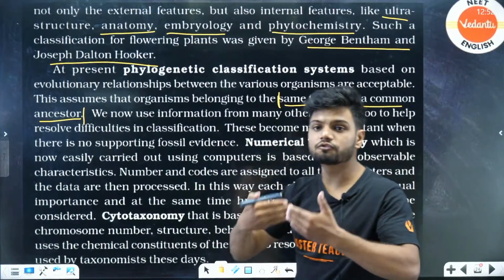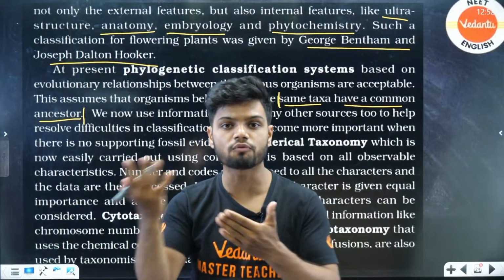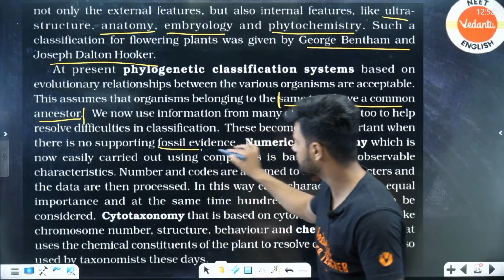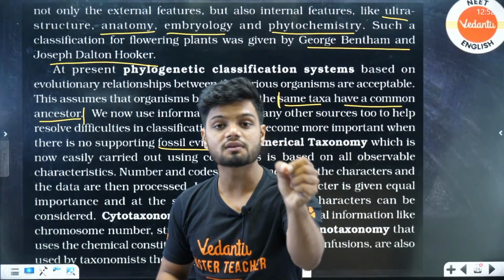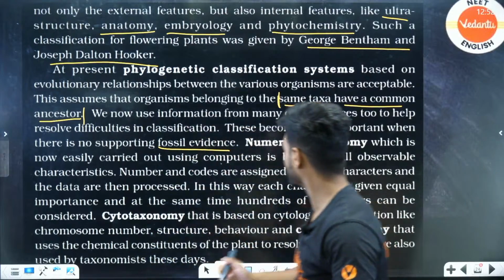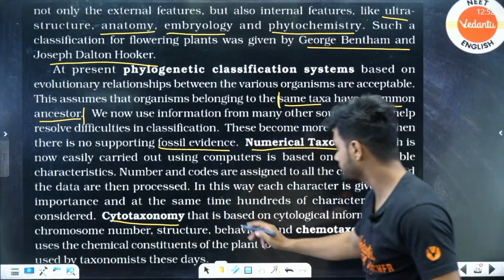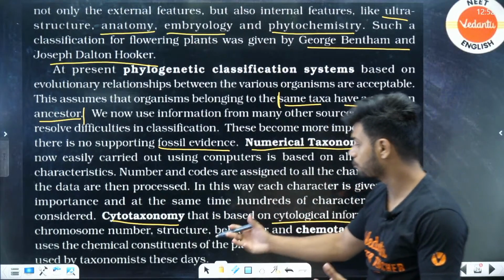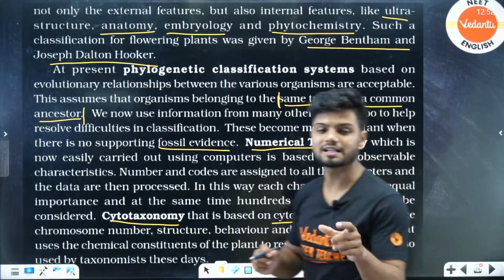Then we had a phylogenetic system of classification where they told that same taxa have a common ancestor, right? And all of this information about your phylogenetic was available with the help of fossil evidence. Now, what if fossil evidence is not present? In the case where the fossil evidence is not present, we take the help of other evidences such as your numerical taxonomy, cytotaxonomy, which deals with your chromosome number, chromosome structure, and also chemotaxonomy, which mainly deals with the chemical nature.